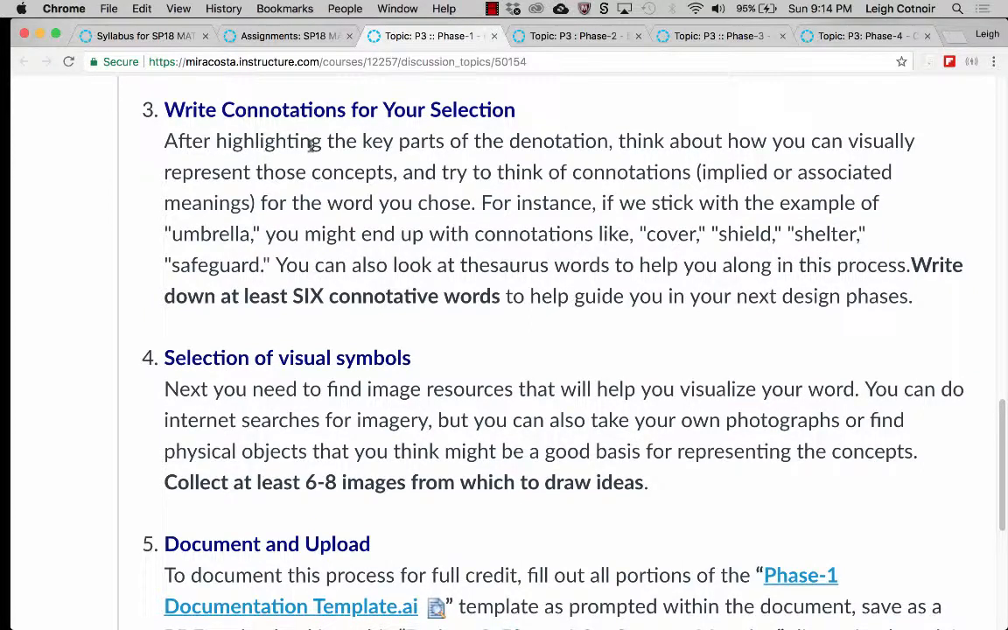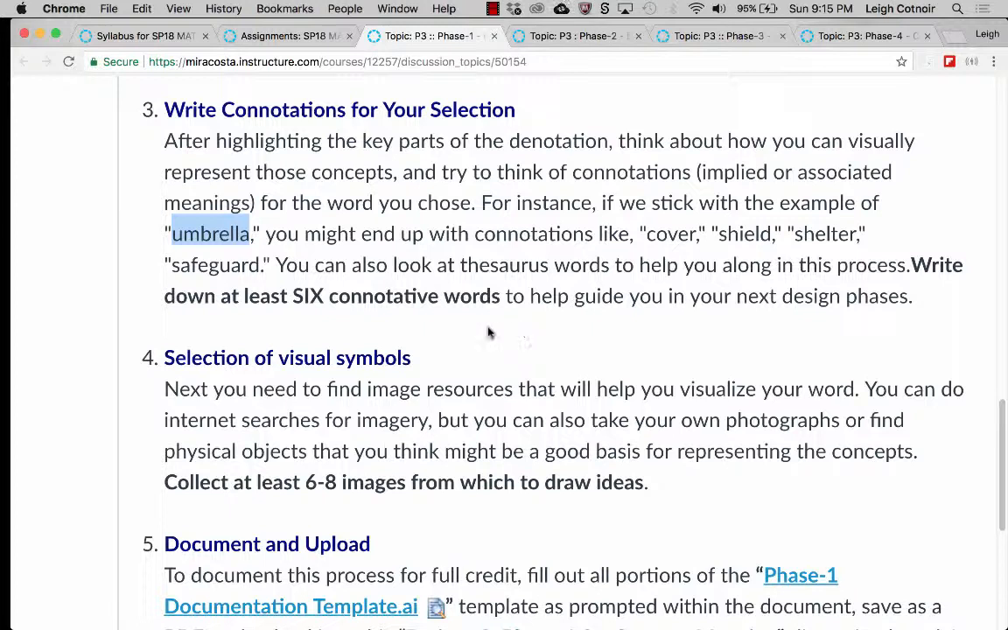So after highlighting those key parts of the denotation or the definition, you can think about how you can visually represent those concepts and try thinking of the implied associations that you would have with those words. Those are called connotations. If we stick with the example of umbrella, like we were talking about before, you might end up with connotations like cover, shield, shelter, safeguard, something like that. You can also look at the thesaurus to help you along in this process.